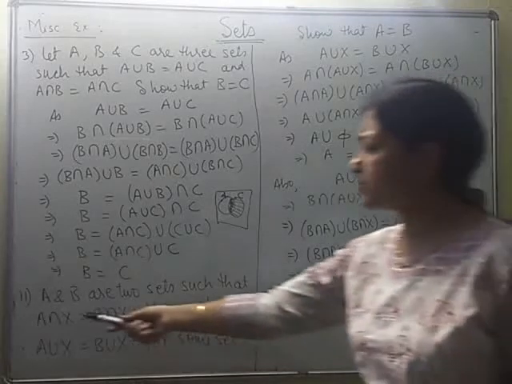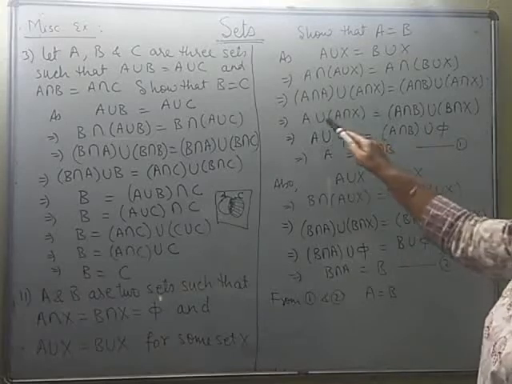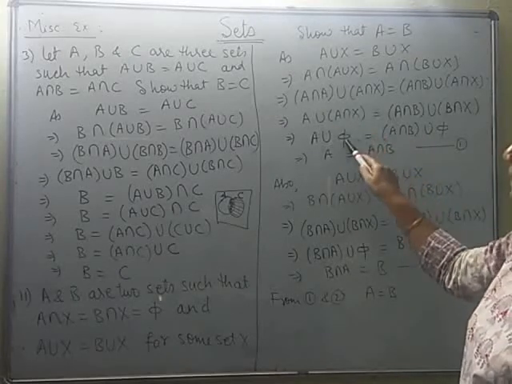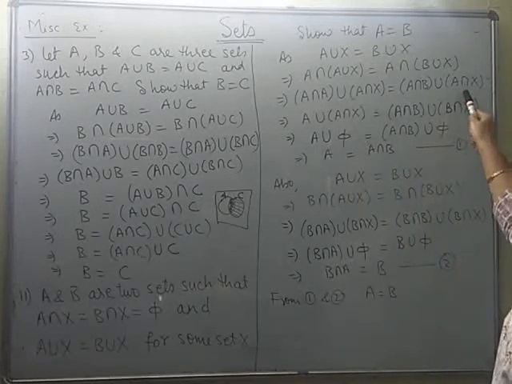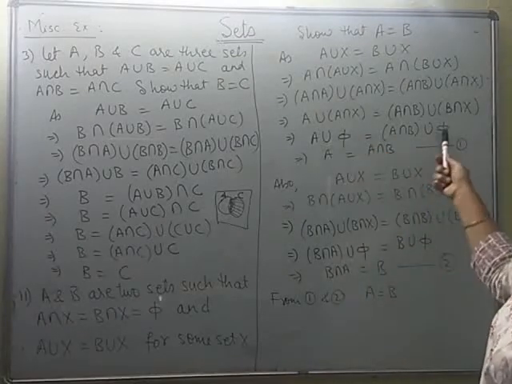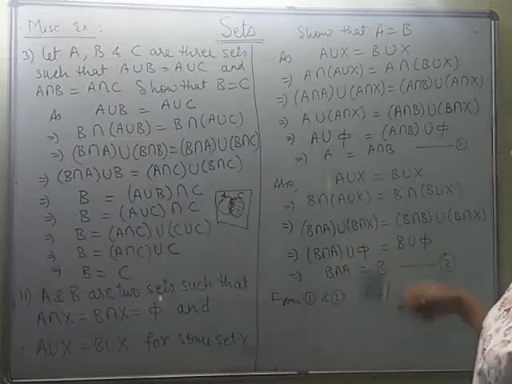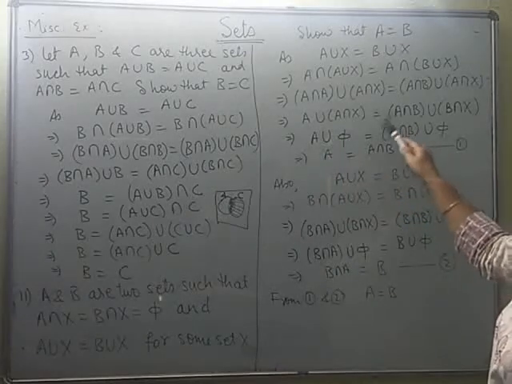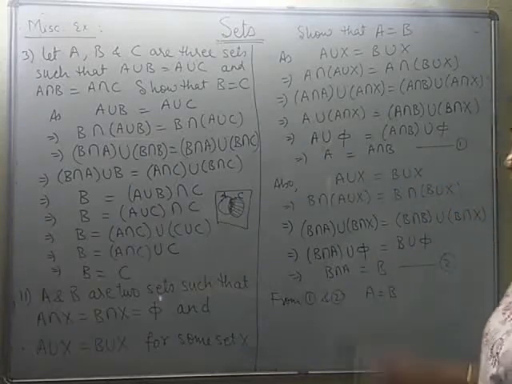A intersection X, because we know their values are null set, they can be replaced by null set. Like you can see here, A intersection X I have replaced by null set. Even this we could have left A intersection X and replaced by null set. So see, this is what we are getting. Both replaced by null set. So union of A with null set will be A only, and union of A intersection B with null set will be A intersection B only. So this is our first equation.